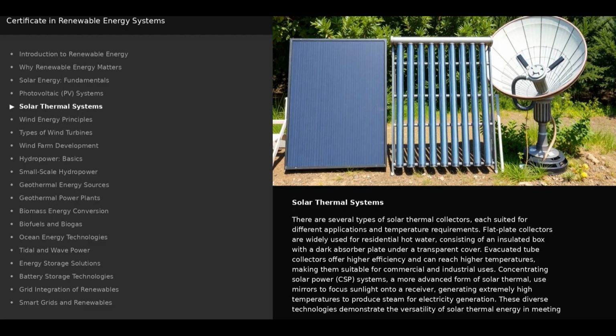and industrial uses. Concentrating solar power, CSP systems, a more advanced form of solar thermal, use mirrors to focus sunlight onto a receiver, generating extremely high temperatures to produce steam for electricity generation. These diverse technologies demonstrate the versatility of solar thermal energy in meeting a wide range of heating needs, from low-temperature domestic uses to high-temperature power generation.